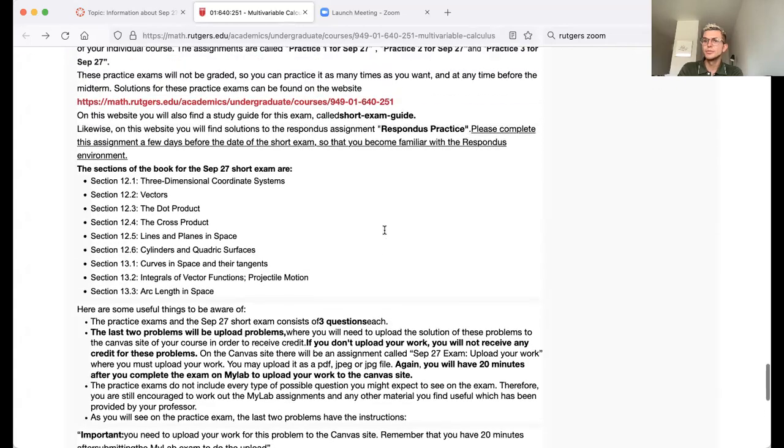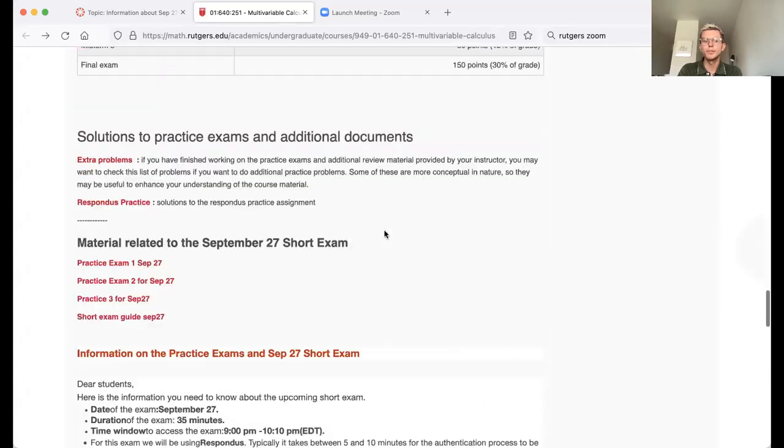The practice exams do not have the responders part to it. There's an assignment called responders where you can practice the responders piece. You can also see the solutions for that assignment. If you go to MyLab, there should be something called responders practice or something like that.